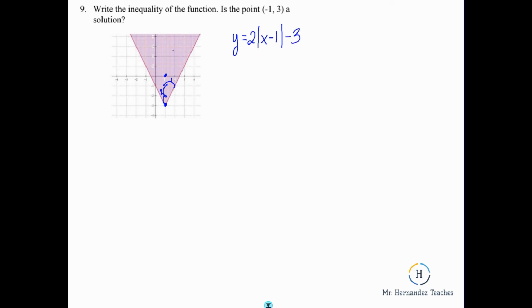But I want to get the inequality, so I need to change this equal sign here. So y, I know that it's a solid line, and then it's shaded above. So solid line and shaded above is greater than or equal to, and just write everything else as we already have it for the transformations. There we go.